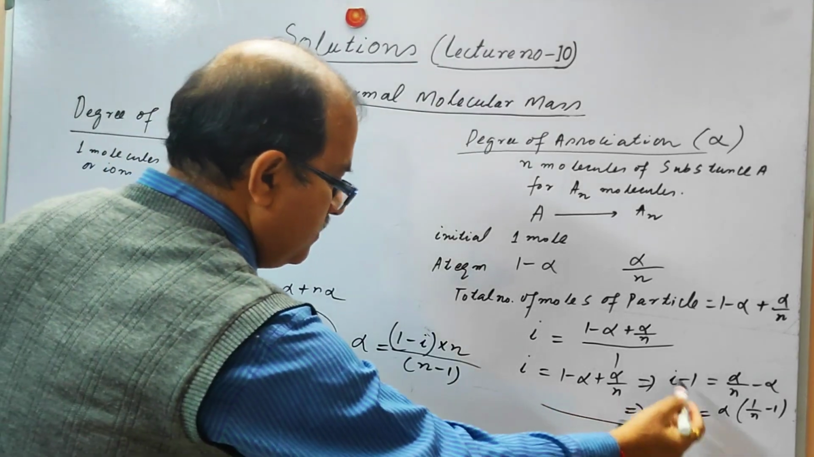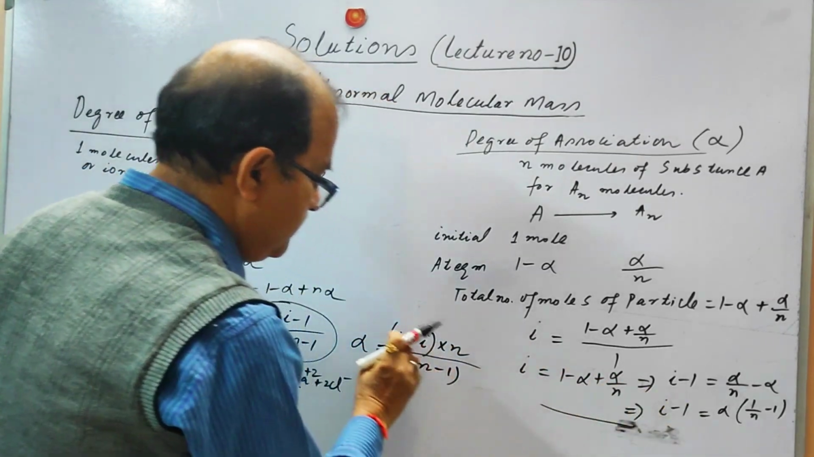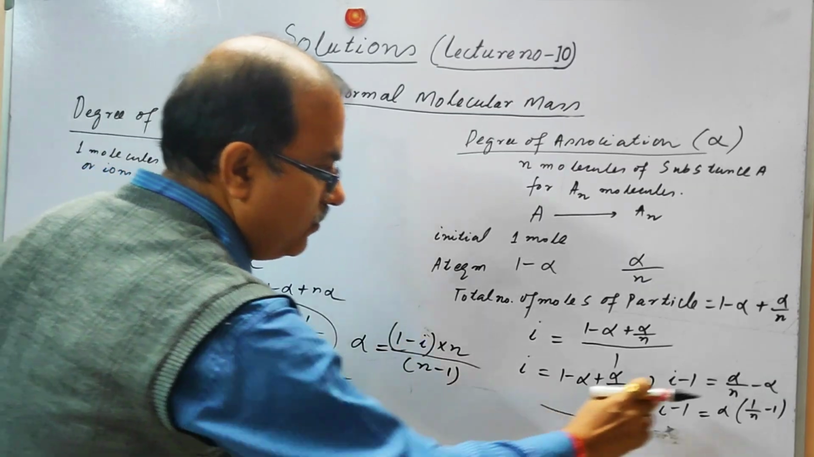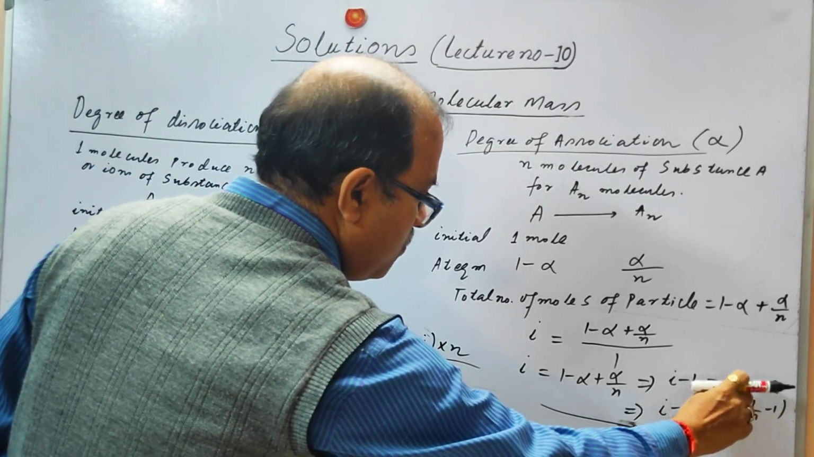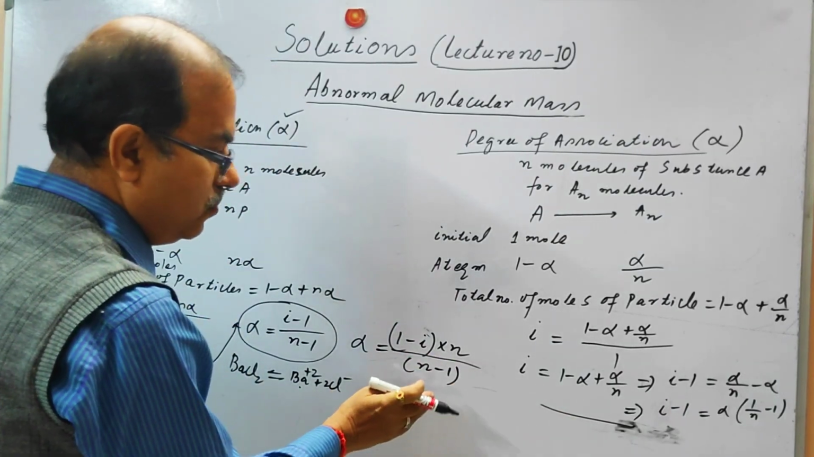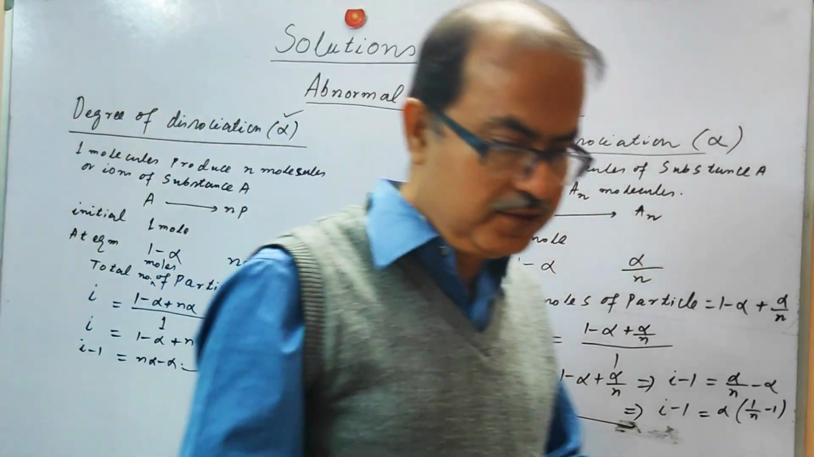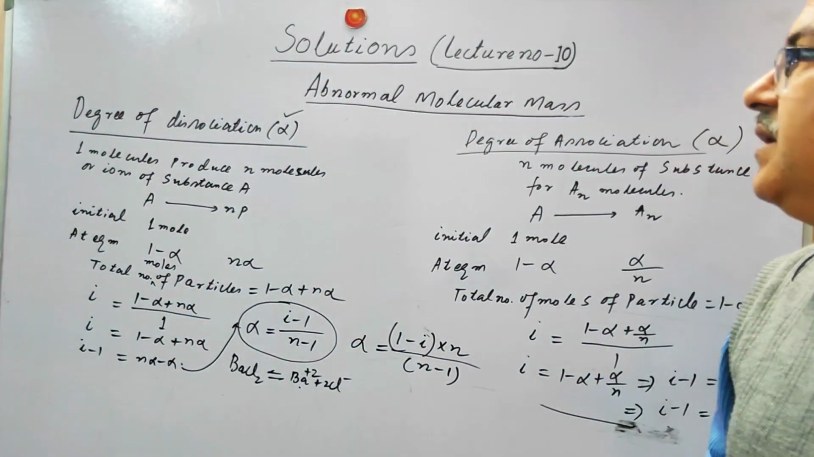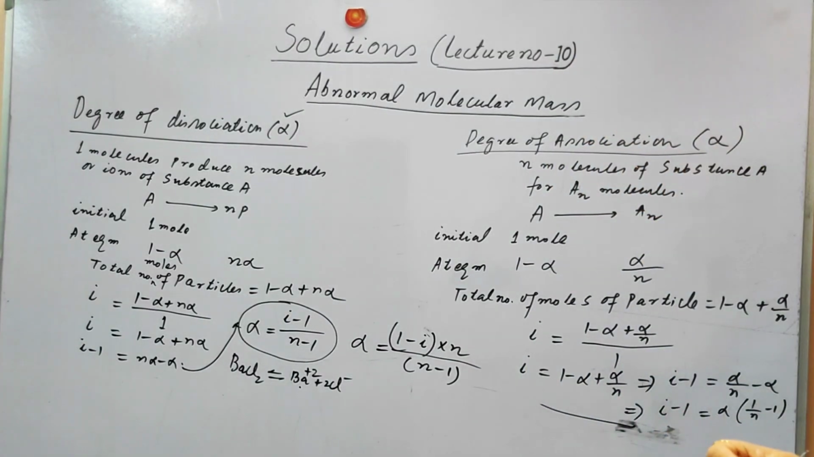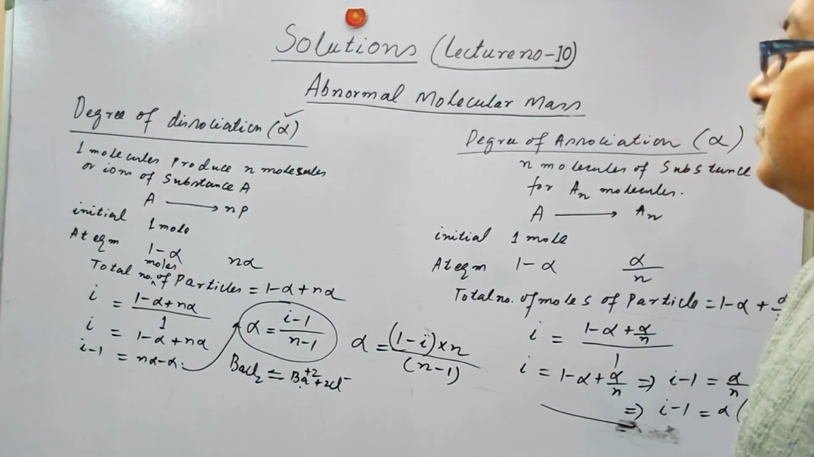After putting the minus value here, we will get 1 minus i, and in the denominator we get 1 minus n, which becomes n minus 1, and the n goes to the numerator. So now we understand how we calculate the degree of dissociation and degree of association for these cases, including the Van't Hoff factor.